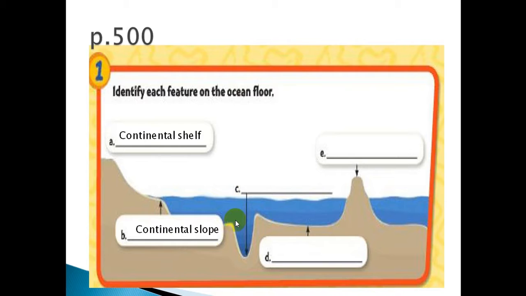C. C is a deep valley in the ocean floor. This deep valley is called, do you remember? Yes, we call it oceanic trench. Then the most of the ocean floor, the flat part of the ocean floor, we call it basal plain. Then here, the volcano that reaches the surface will make a volcanic island. Okay, so this question in the book, page 500, so please answer the question.